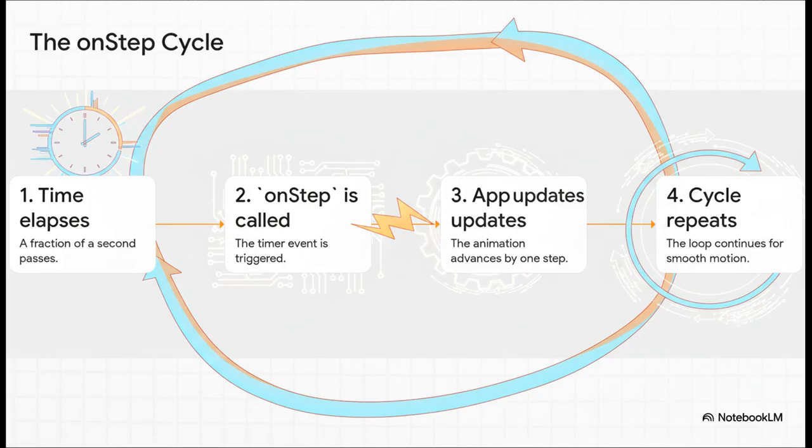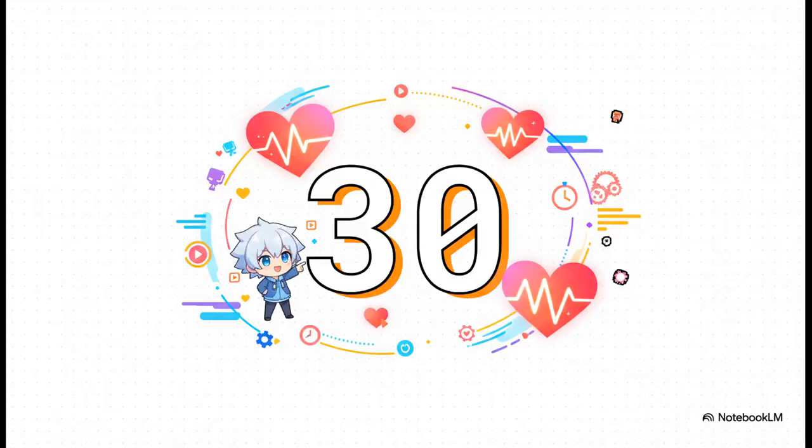As you can see here, a tiny fraction of a second passes, and that triggers the OnStep event. Your code then makes a small update, and bam, the cycle immediately repeats. It's this super rapid repetition that tricks our eyes into seeing smooth, continuous motion. Just how fast is this heartbeat, you ask? Well, by default, CMU Graphics calls OnStep about 30 times every single second. That's our baseline tempo, you know? It's the standard rhythm for any animation we create right out of the box.